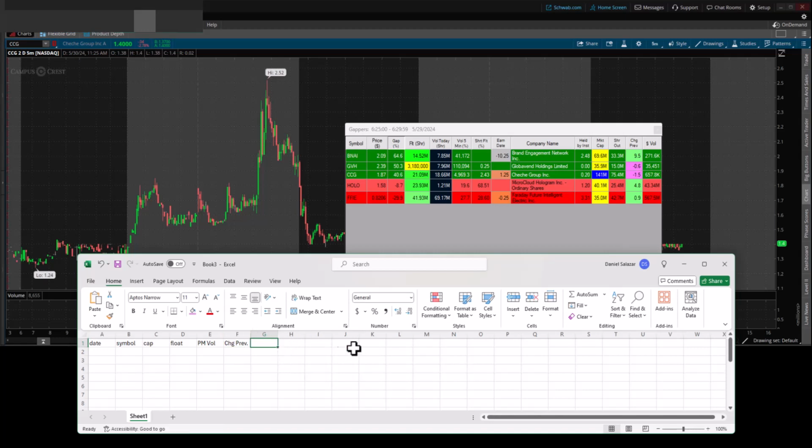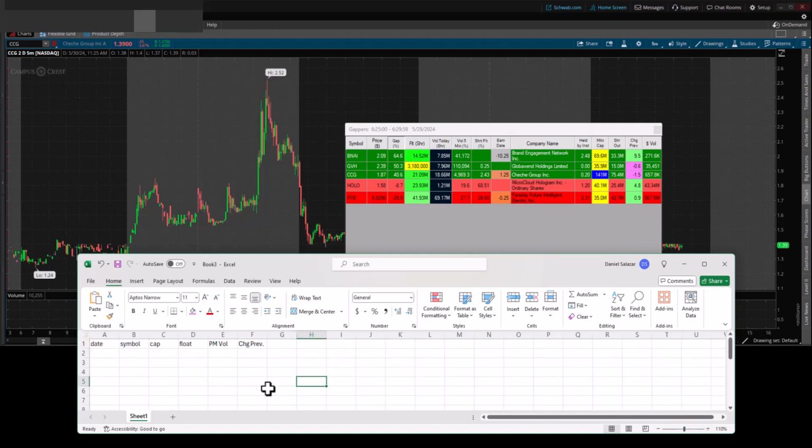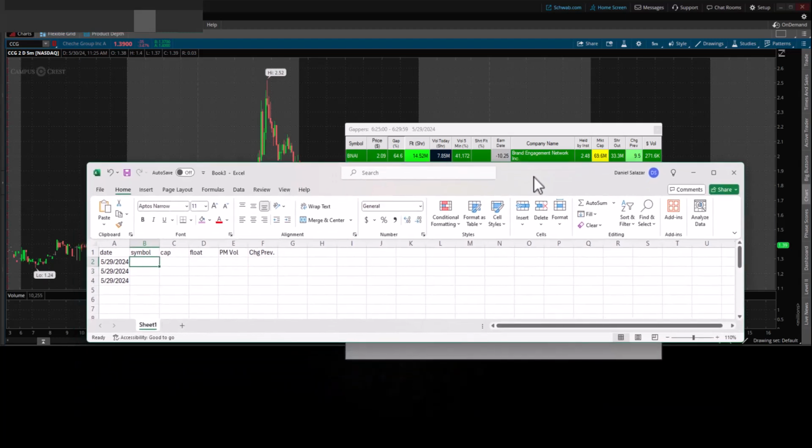And then we're going to do the Excel formulas. I'm going to show you guys how to do those also. Let me zoom in here so you guys have a better look. Okay. Date. So of course for yesterday's date, it's going to be 5/29/2024. The symbol, we're going to start off with the first one. It's going to be BNAI. Market cap 69.6 million. Float 14.52. Pre-market volume 7.85. Change previous 9.5. I got that from here.